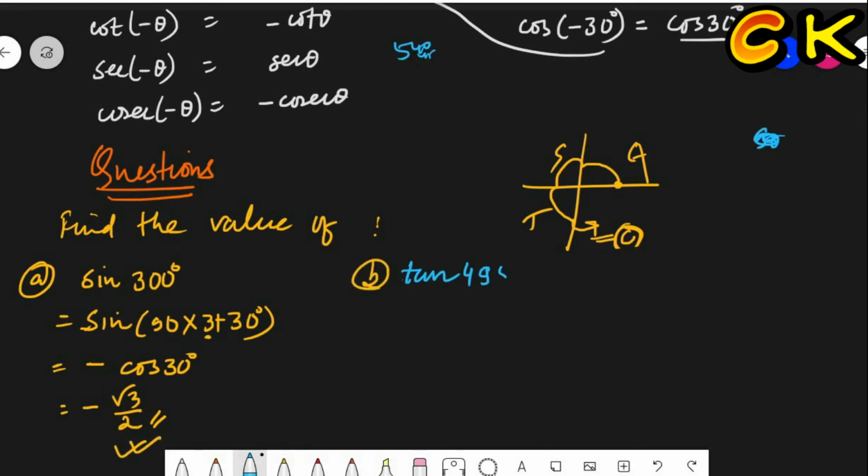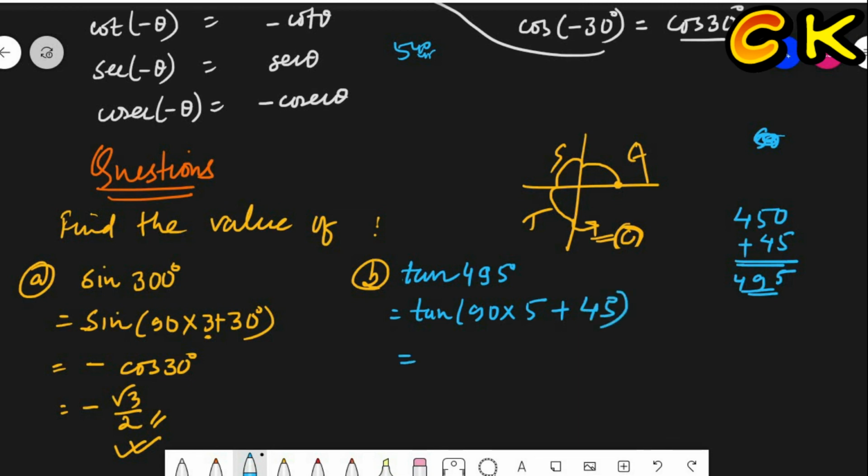Now let's see the next question. Find the value of tan 495 degree. So let's simplify it. Tan, 90 into, I guess, 5. 90 into 5 plus, 9 5s are 45. So 450 plus 45, I think. Yes. So it is 495. So 495 means 90 into 5 plus 45 degree.